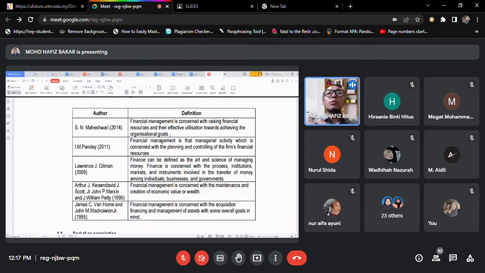So in order to achieve that goal, they need to effectively manage their financial resources. That's the definition of financial management. The rest you can read from the authors listed here. Some statements use very different words, but at the end of the day the conclusion is the same. They want to use their own financial resources to increase the value. At the end of the day, they want to meet their own objective, their business objective.